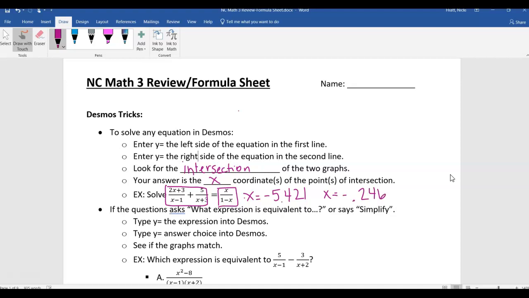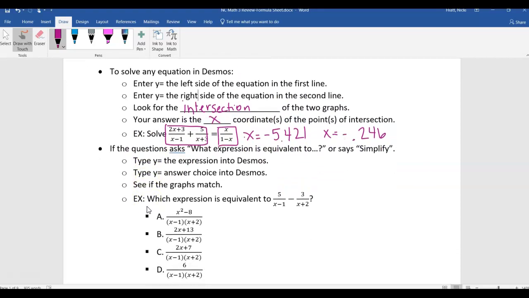So that one in particular is going to be hard to solve by hand, so it is good to know that trick.